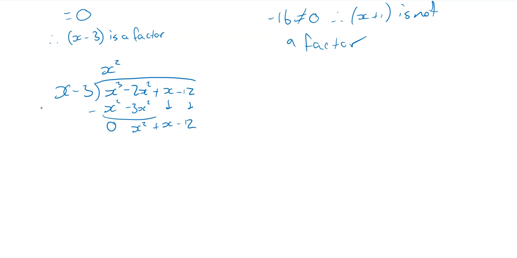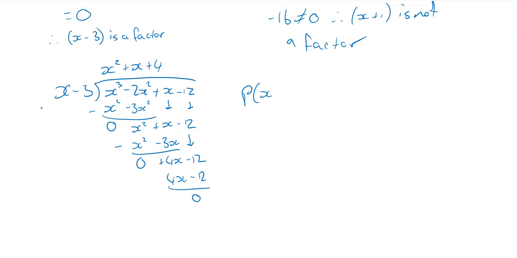Plus x minus 12. That's going to be plus x, gives me x squared minus 3x, that comes down, oops, not 0, that becomes a plus, so plus 4x minus 12. That's going to give me plus 4, and then I've got 4x there, negative 3 times 4, which is negative 12, and 0. So then I know that p of x equals x minus 3 times x squared plus x plus 4.